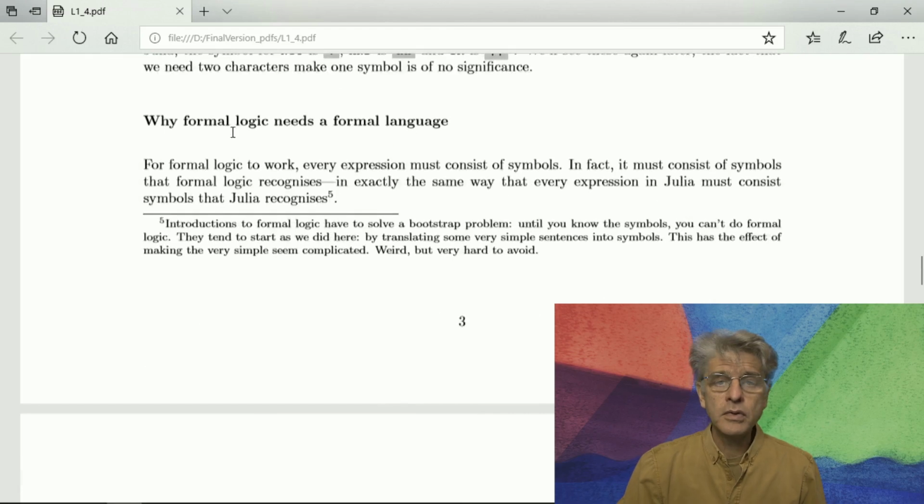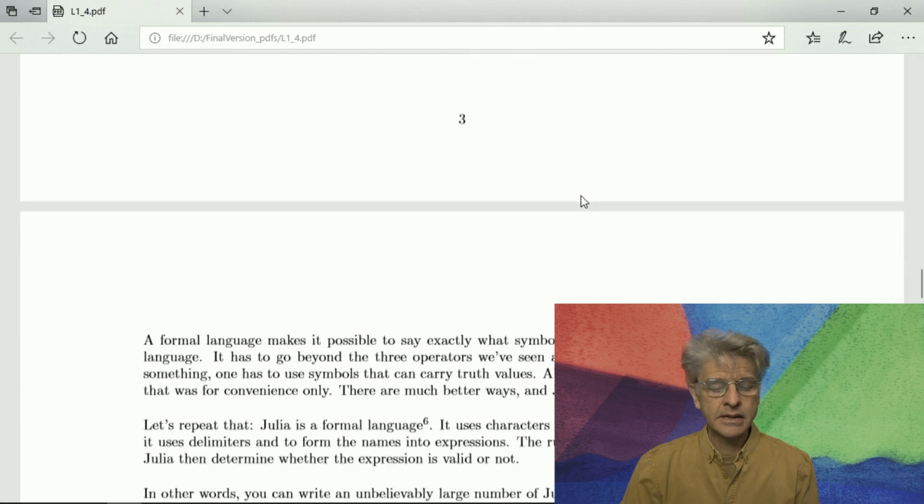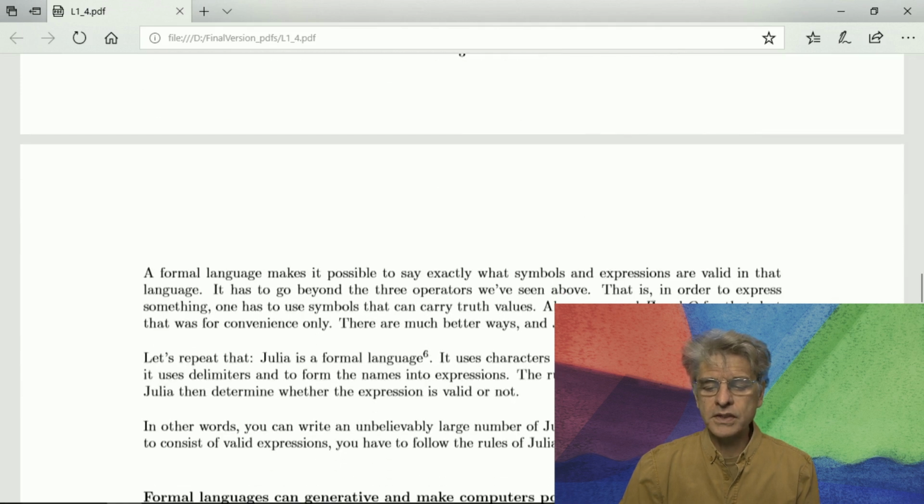Now, why does formal logic need a formal language? Well, every expression must consist of symbols, and so we must be able to form expressions. And in particular, we must be able to form expressions that are equivalent to P and Q. We could try to list all the expressions that we want and give a symbol for each of them, but that will, of course, be incredibly long-winded. We'd need millions of expressions and have to choose one of them. That's basically impossible.